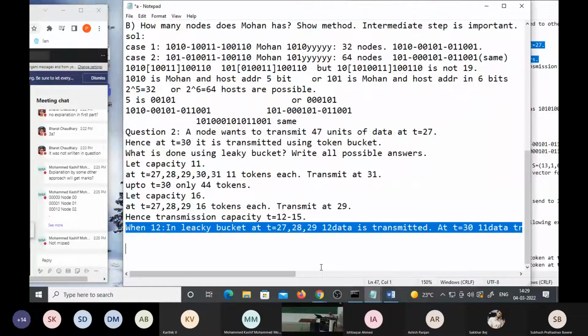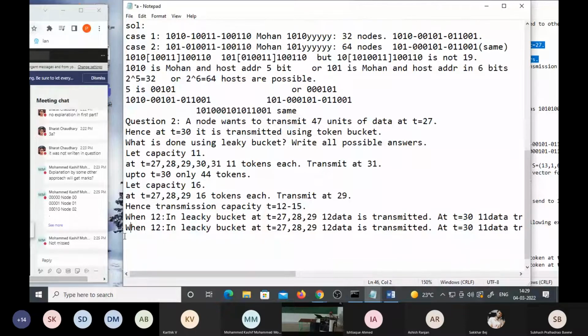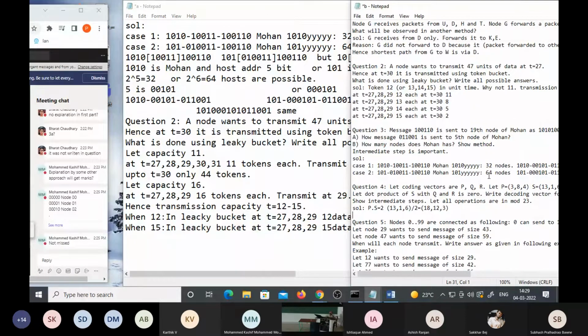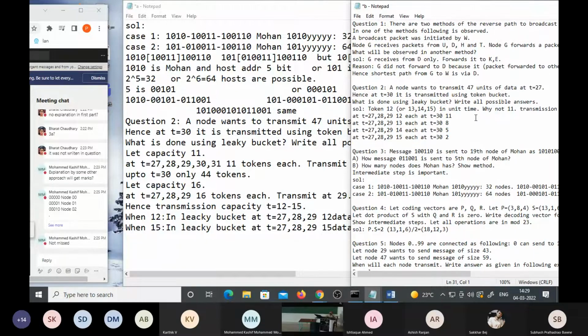Many of you have written it correctly. In leaky bucket, 15 data is transmitted, and at t equal to 30, 2 data is transmitted. Is it correct? Yes. Many of you have written correctly. Okay. Now, what was the question? Write all possible answers. Fine. Now we come to question 1.